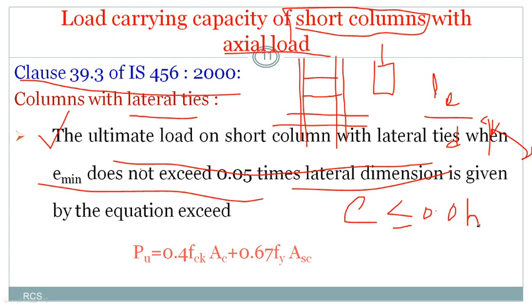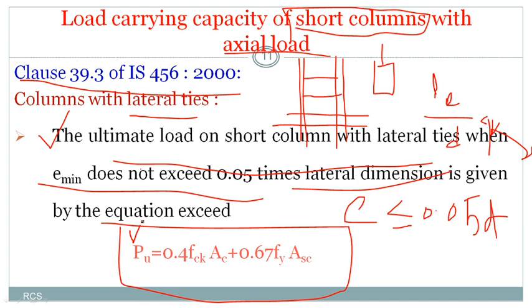0.05 times the least lateral dimension. Say I'm using small d as my least lateral dimension, then we can call it an axially loaded short column. Then the load carrying capacity of the column, the factored load or ultimate load Pu, is 0.4 fck Ac plus 0.67 fy Asc. There is no derivation for this. I am directly taking this formula from IS 456-2000.